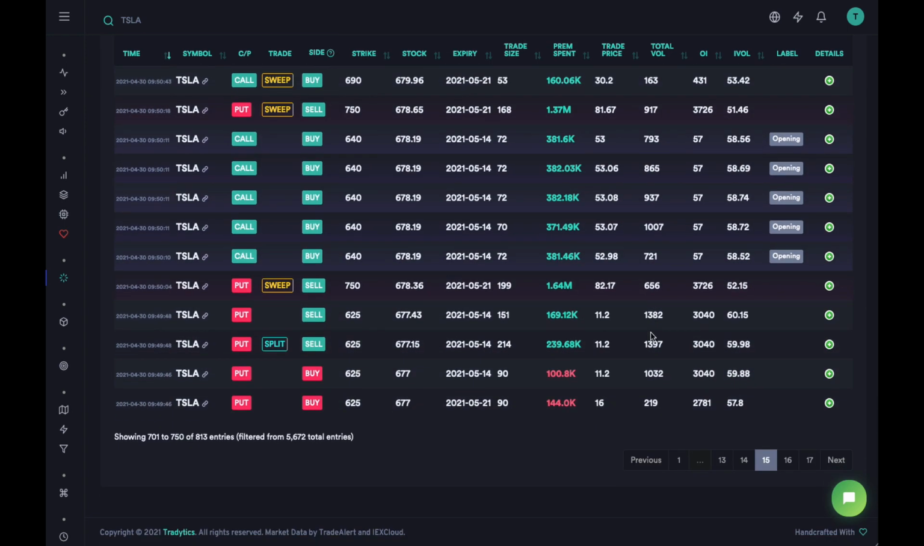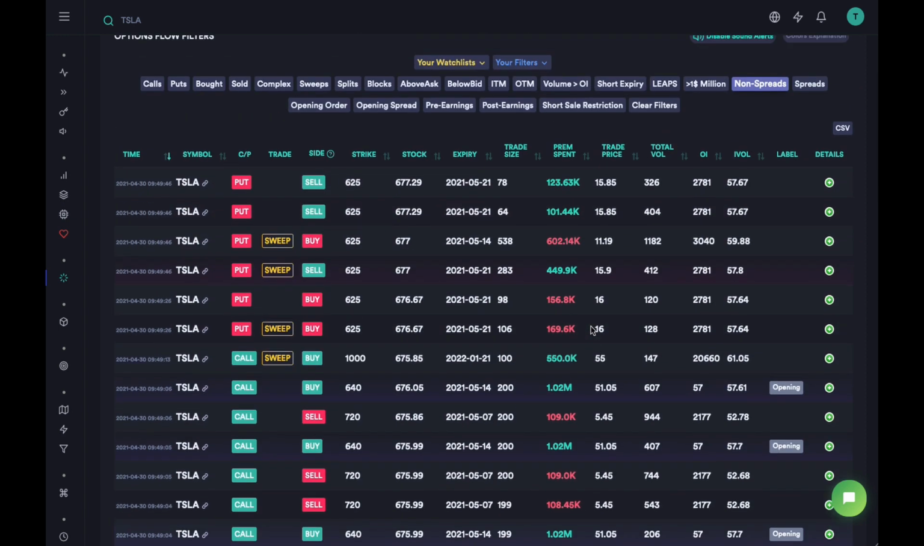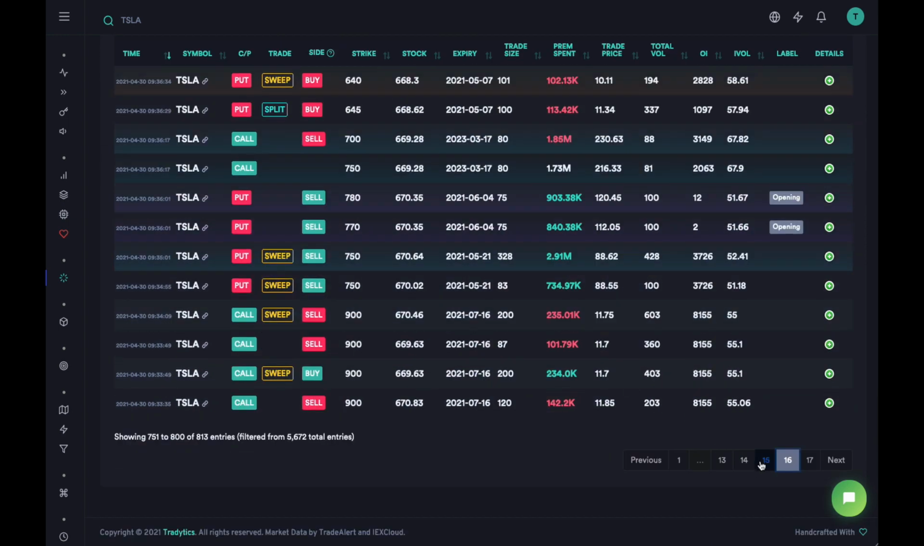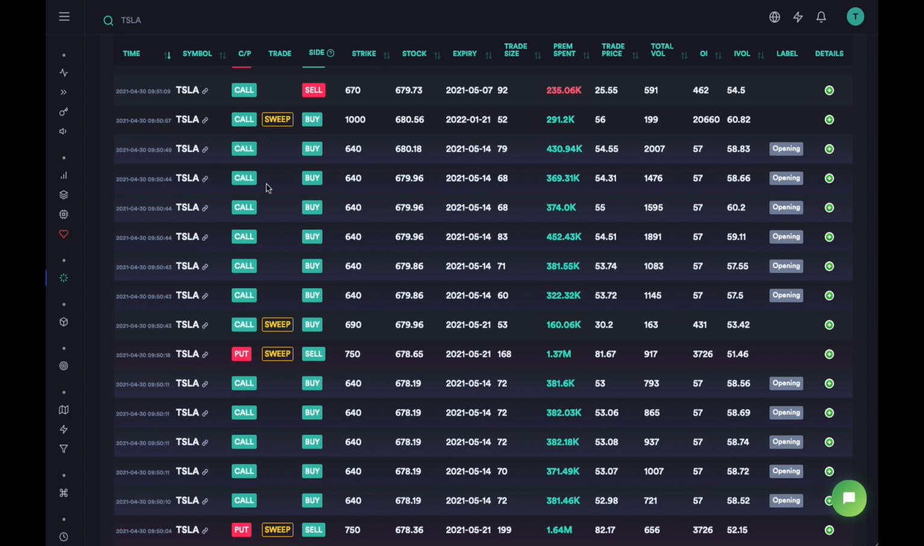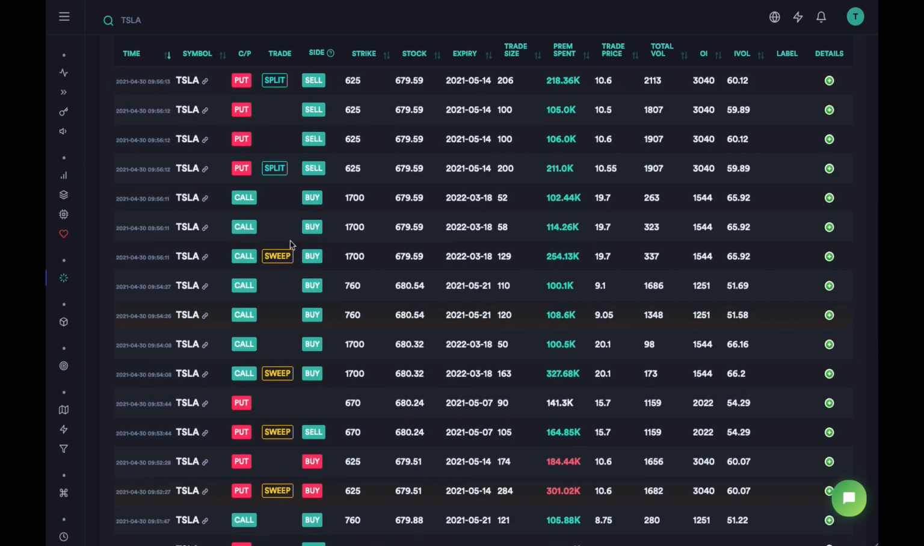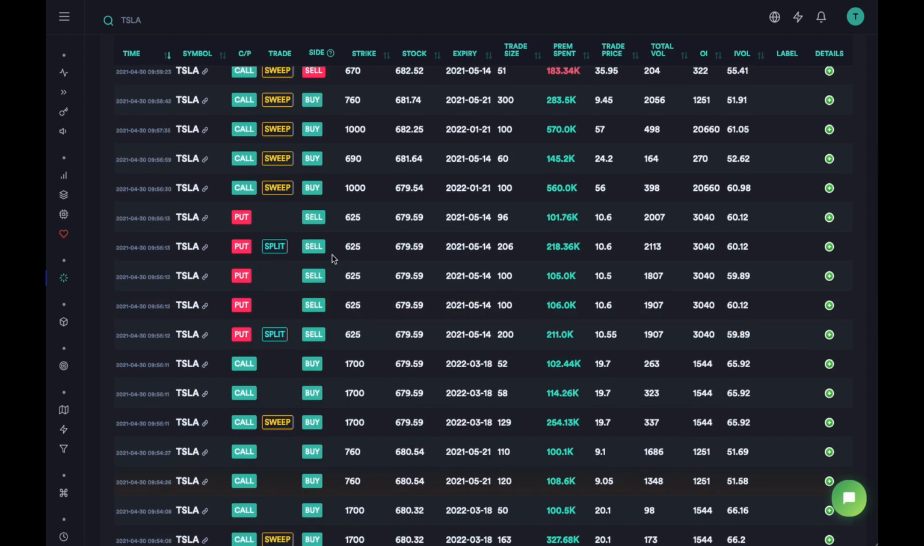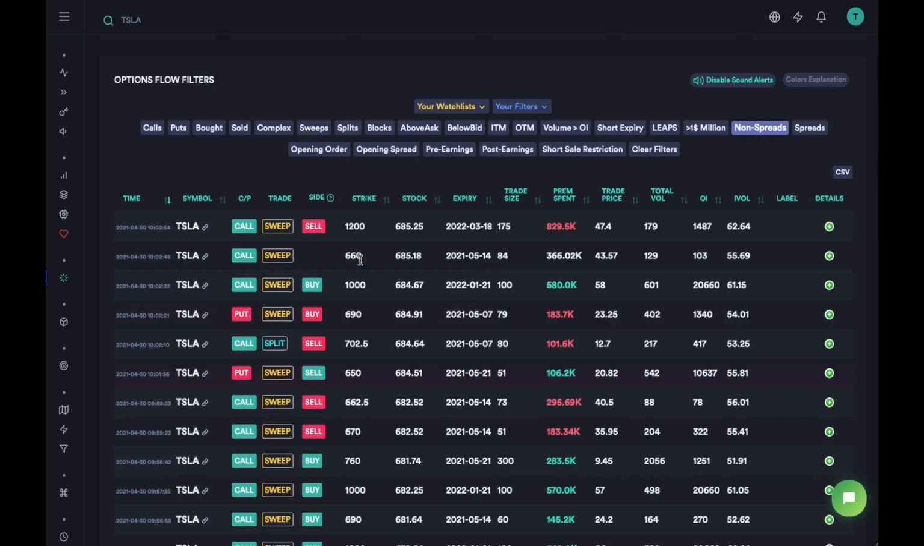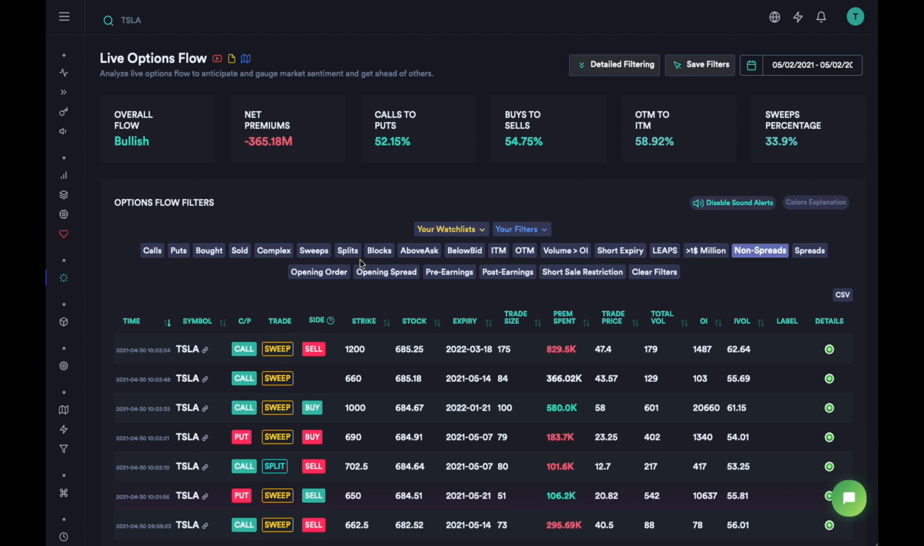So let's see, we have put sells here. So look at these calls. There are so many calls. This is 9:50, just in the first 20 minutes. There are so many calls being bought right now, and some of these are sweeps. And even we have a put here that was a sold put, again $1.35 million. So just look again, so many calls being bought, so many puts being sold, so many calls being bought, and then a few bearish orders here and there.